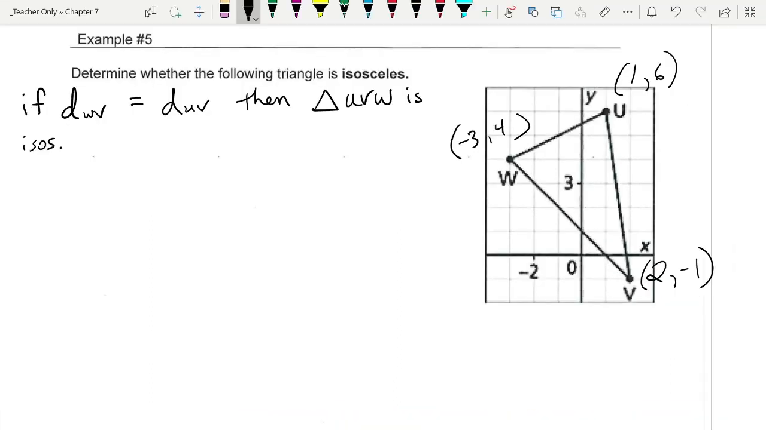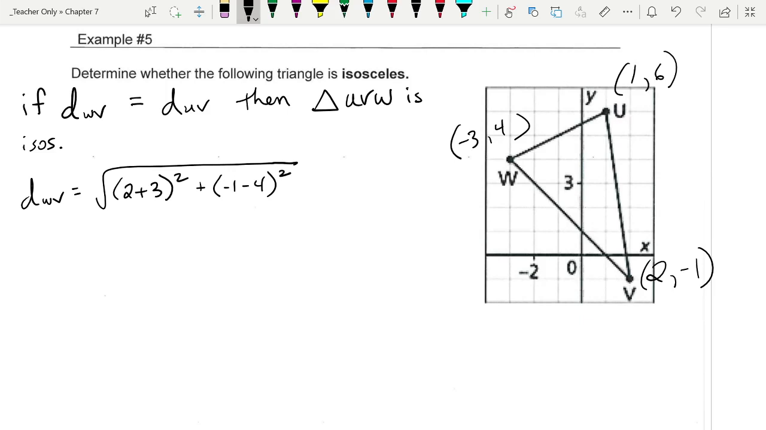Okay, next, let's do the first one. Let's do the distance from W to V. So from W to V, negative 1 minus... oh, let's do the x's first. That's the third time I've done that. 2 minus negative 3, squared, plus negative 1 minus 4. Does everybody get how I got those numbers?